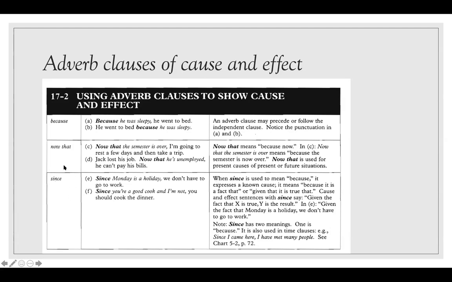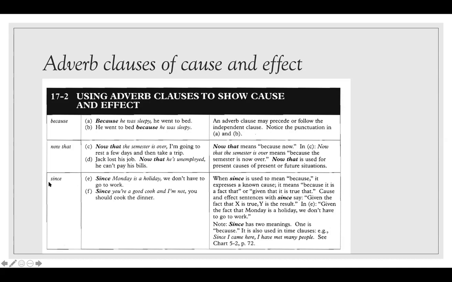Since also describes cause and effect. When since is used, it's used to mean because. So again, it's cause and effect, all of these. It expresses a known cause. It means because it is a fact.